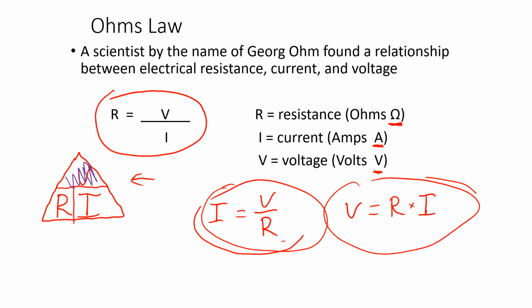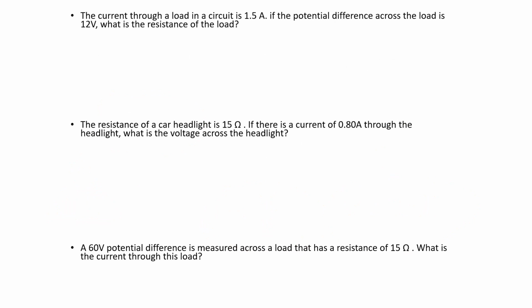Now that we have the three formulas, let's do a little bit of practice using them. So we have three questions right here. The first question says the current through a load in a circuit is 1.5 amps. If the potential difference across the load is 12 volts, what is the resistance? One way of saying voltage is calling it potential difference. That's a fancy way of saying volts or voltage.